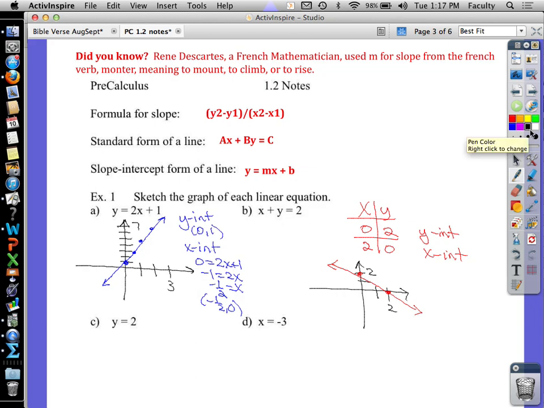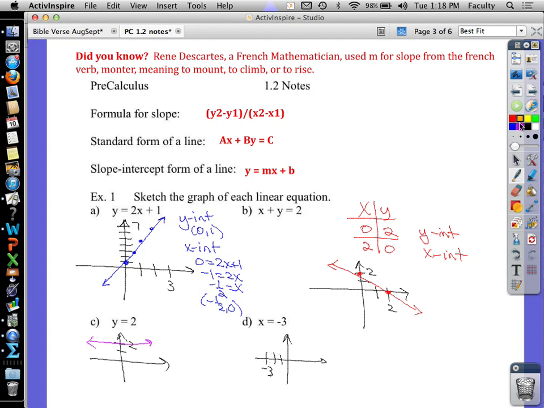This is one of our special lines. What kind of a line is it? It's a horizontal line. So we're going to go up to y equals 2. And if it helps you, remember that y can look like an upside down H, if that might help.